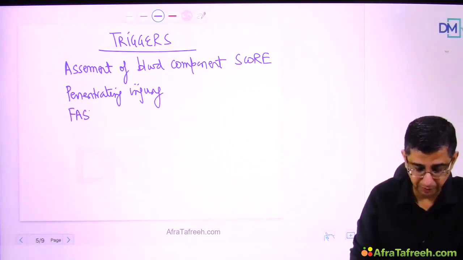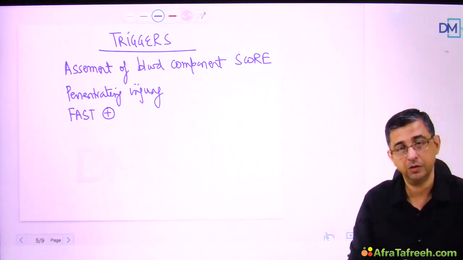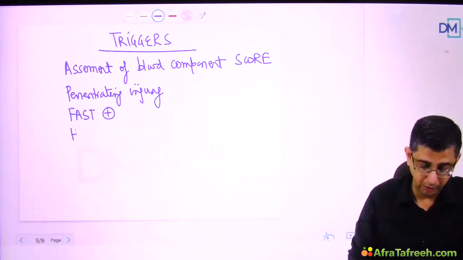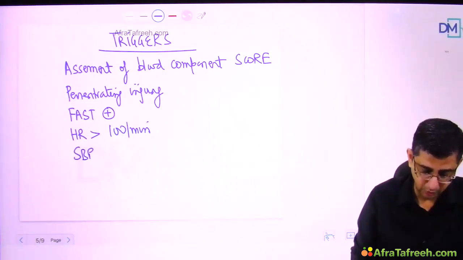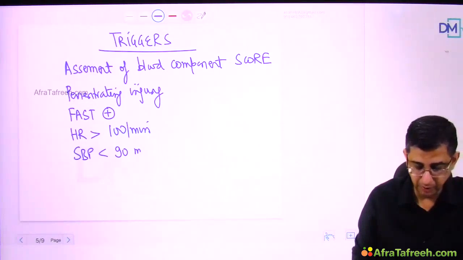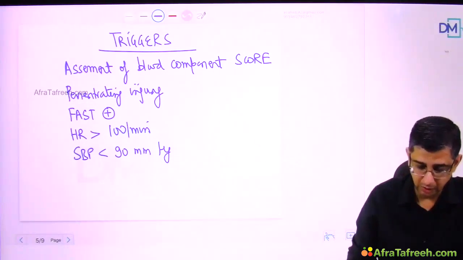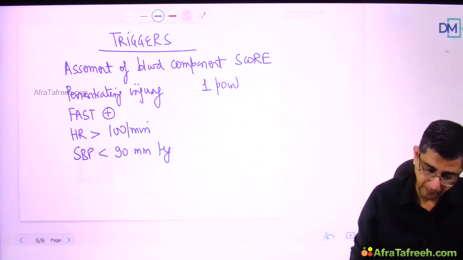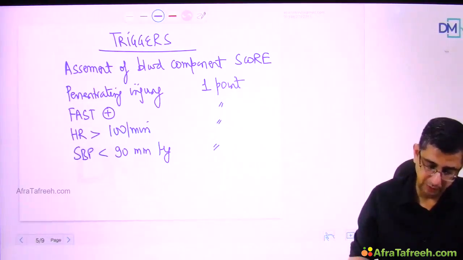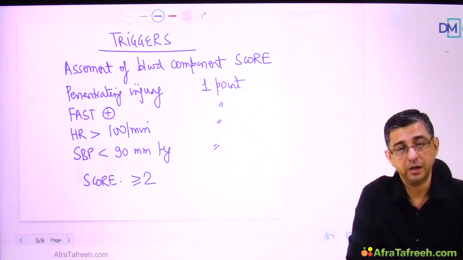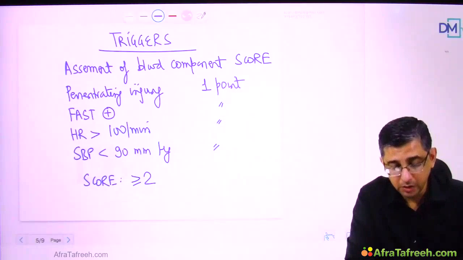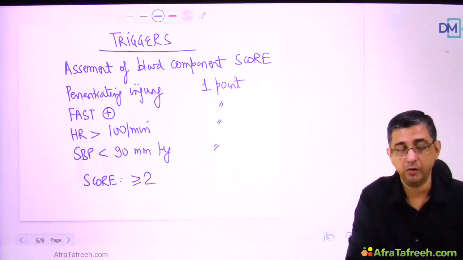You all know from surgery, FAST would be focused assessment with sonography for trauma. Then would be a heart rate of the person more than 100 per minute, and systolic blood pressure of the patient less than 90 millimeters of mercury. Each of these parameters is given 1 point. If a person has a composite final score of 2 or more than 2, then it has been documented in clinical studies that there is 75% accuracy in the prediction for the requirement of massive transfusion protocol.